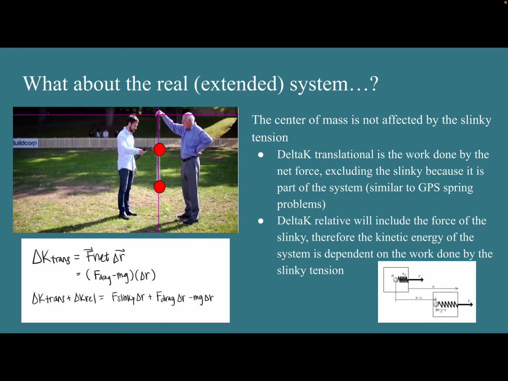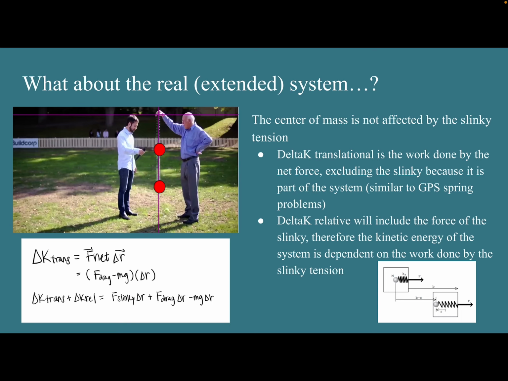What about the real system and the energy principle? We can find delta K translational by calculating the work done by the net forces, excluding the slinky because it is part of the system. This case is similar to the GPS spring problems we have seen before, like in the picture below. That's why we don't include the slinky tension.